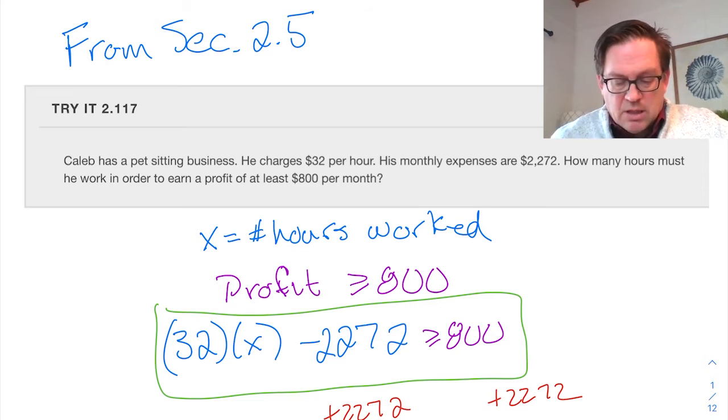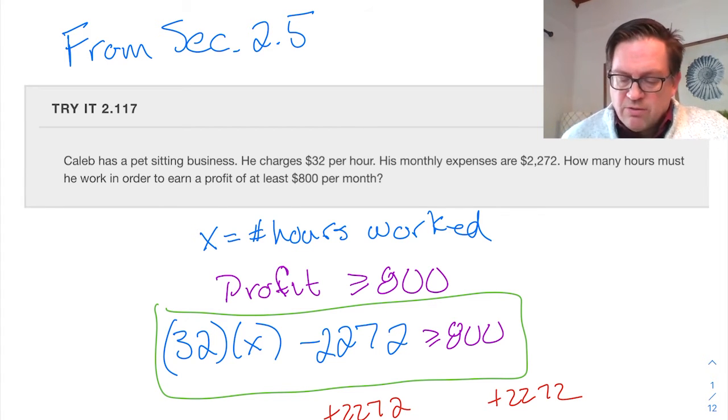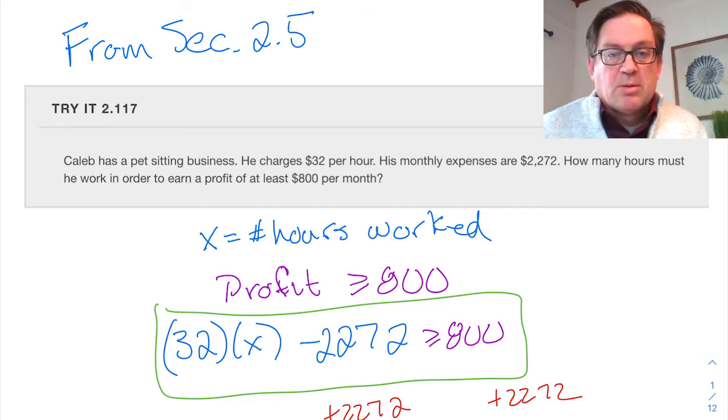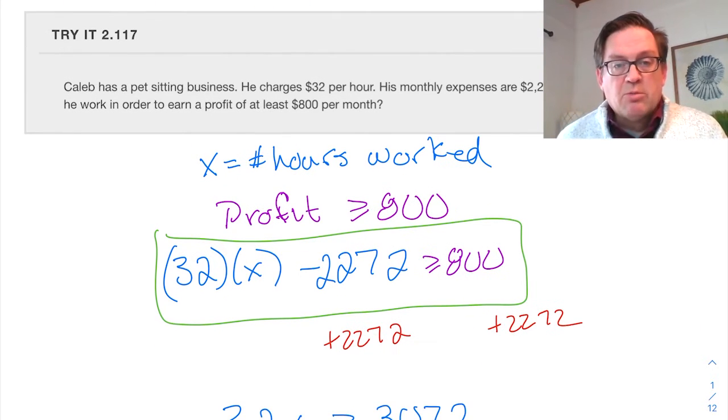Caleb had a pet sitting business and he charges $32 an hour. His expenses each month are $2,272. How many hours does he have to work in order to earn a profit of at least $800 a month? So we talked about setting up a variable, the number of hours he's going to work, and the inequality is his profit should be greater than or equal to 800, at least $800.